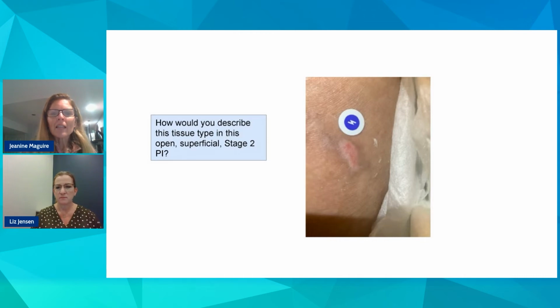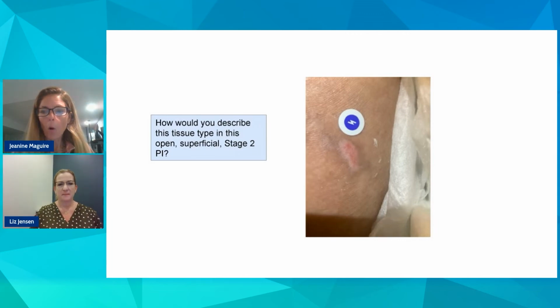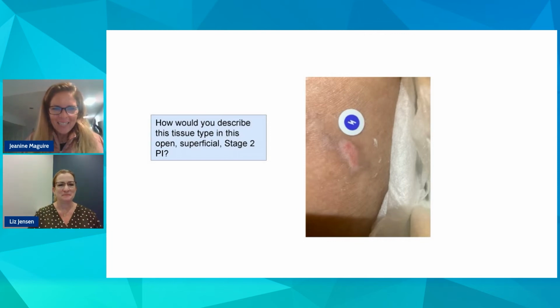So the pinker area in the center that's kind of raw and slightly open, how would you describe that tissue in the nursing home setting for the MDS? Our answer is open epithelial. Wow. I'm so impressed. Correct. That is the right answer.